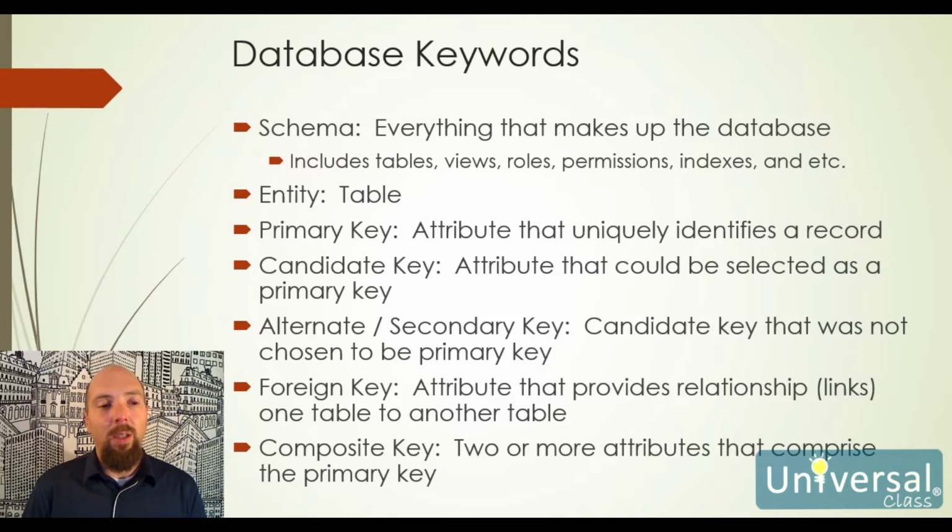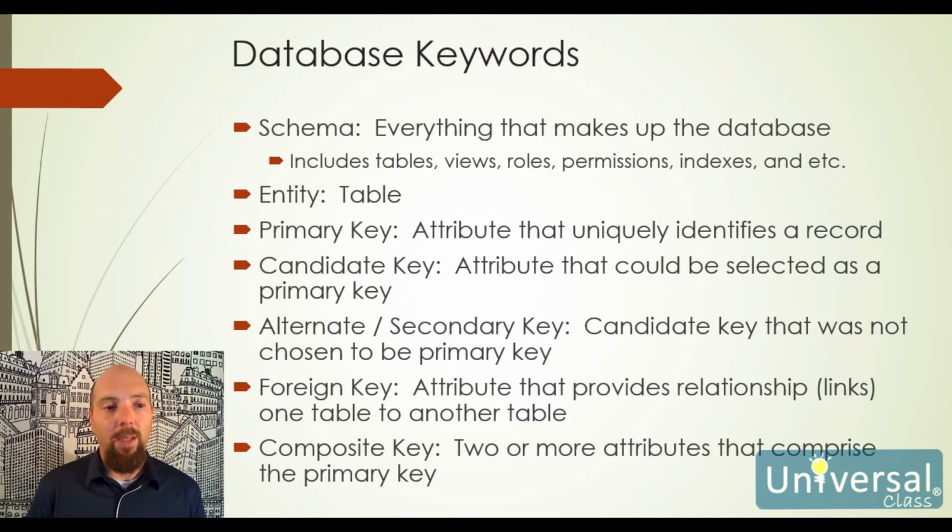Some of the keywords that you need to know: there is what's called a schema, and the schema is everything that makes up the database. That includes our tables, views, roles, permissions, indexes, etc. We have entities, which are our tables, and remember tables have columns, which are called attributes, and they have rows that are called tuples. The row is also called a record.